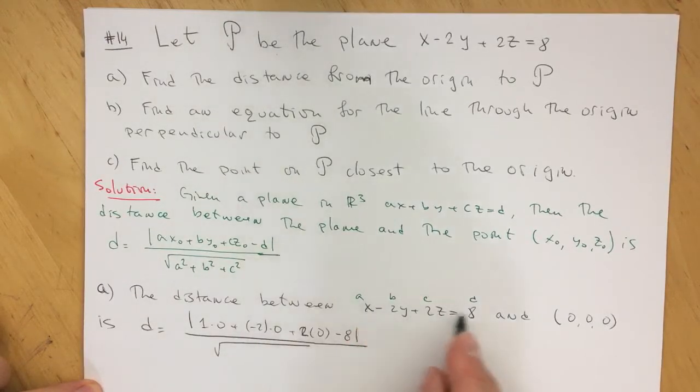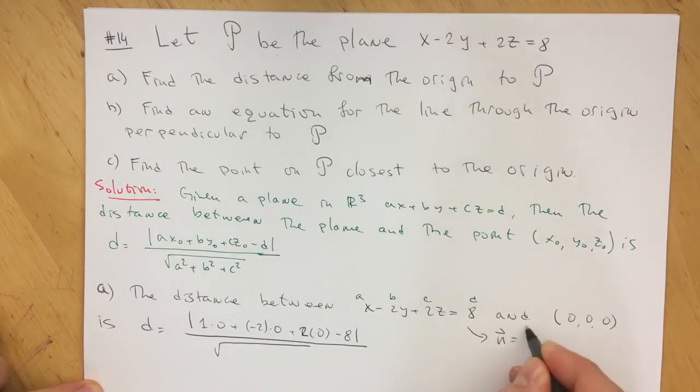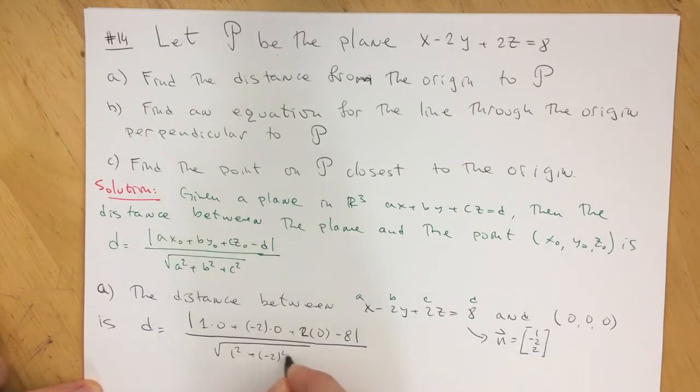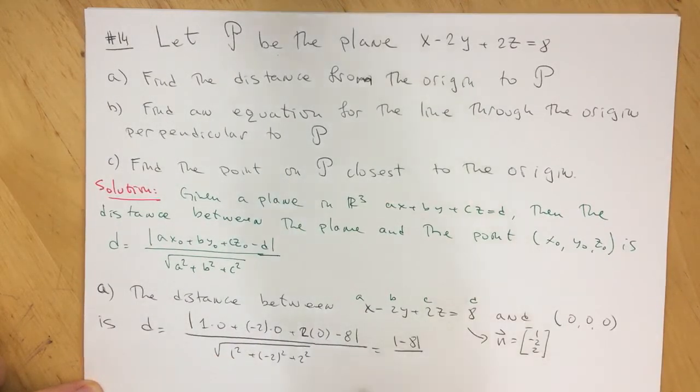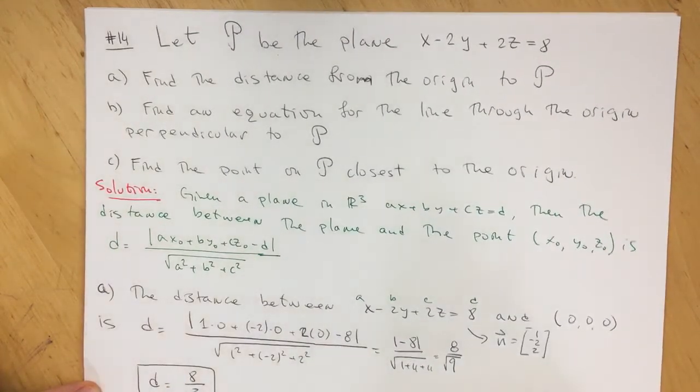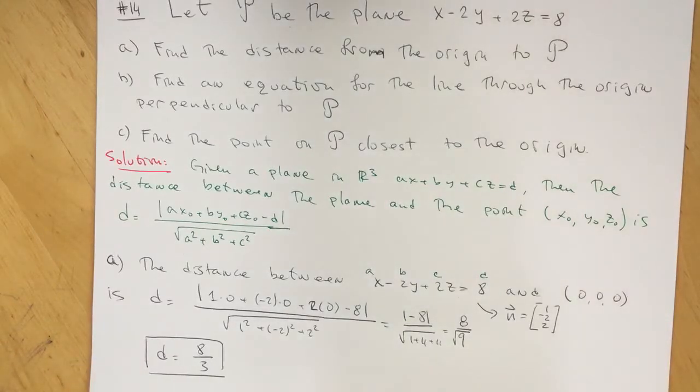over the square root of the normal vector of this plane, right? So the normal vector, right away you can write down that the normal vector is just 1, negative 2, 2. So that would be 1 squared plus negative 2 squared plus 2 squared. 0, 0, 0 minus 8 is absolute value of negative 8 divided by square root of 1 plus 4 plus 4, and that's 8 over 9. Sorry, square root of 9. So finally the distance is equal to 8 over 3.